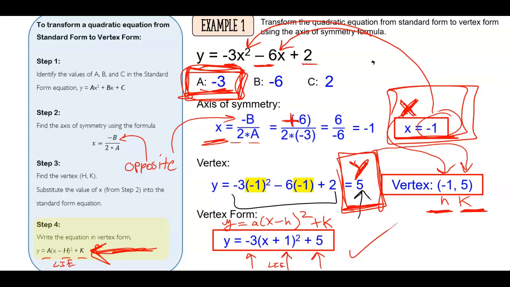But those are the steps. You need to figure out A, B, C, plug it into -b/2a to figure out X, plug in X to figure out Y. That X and Y is really H, K, and you plug it in to the vertex form. Okay? That's it. Okay?